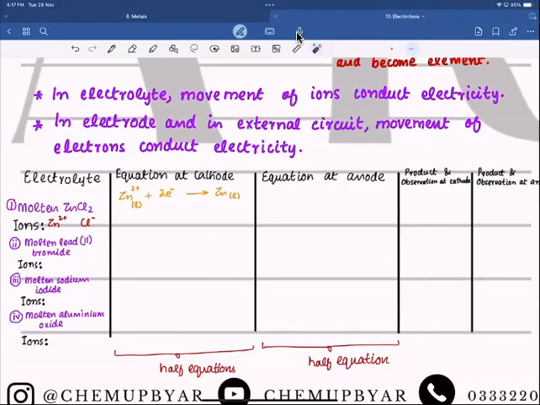I believe it is Al. And in which group is it? It's group 3.